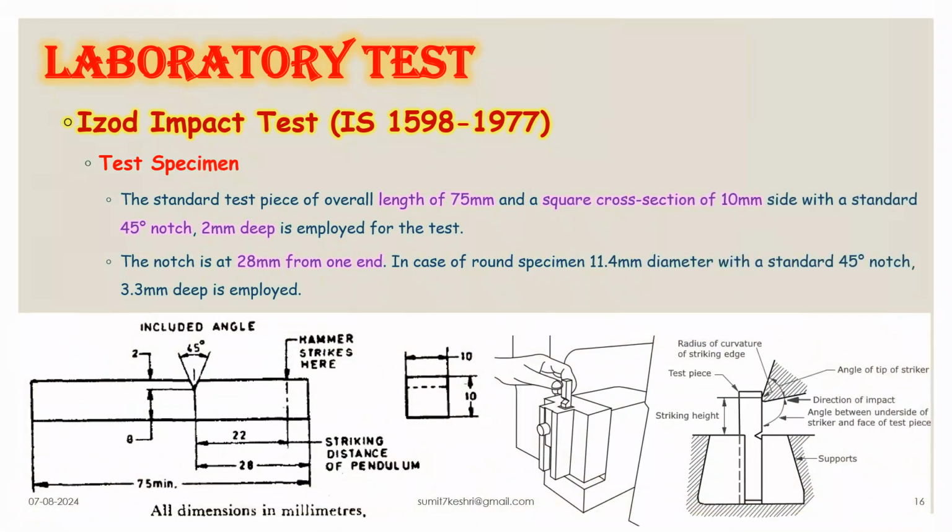The test specimen of various dimensions as specified in IS 1598 can be used for this test. The most commonly used specimen is of 75 mm length and 10 mm square cross section. The specimen has a 2 mm deep 45° V notch, which is 28 mm from one end. In case of round specimen, 11.4 mm diameter with a 45° notch, 3.3 mm deep is employed. The hammer strikes at a distance of 22 mm from the notch.